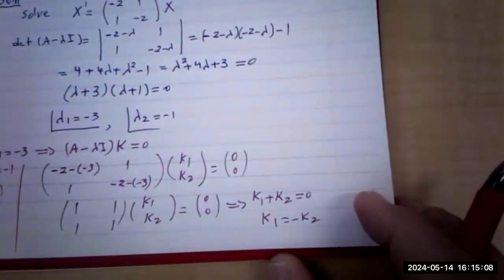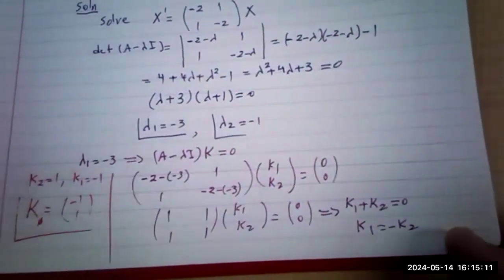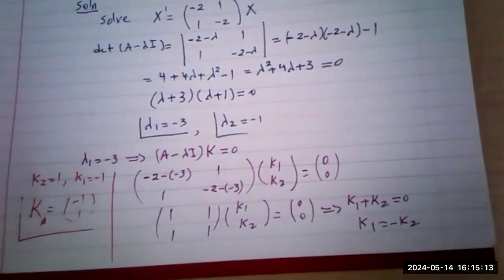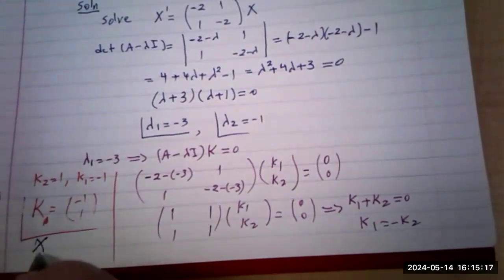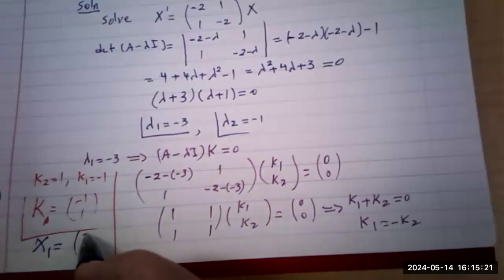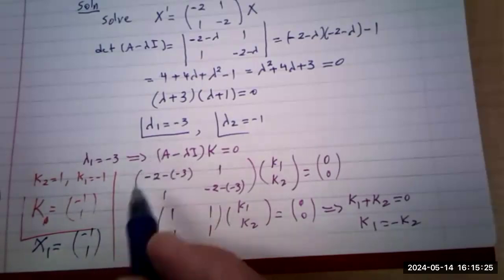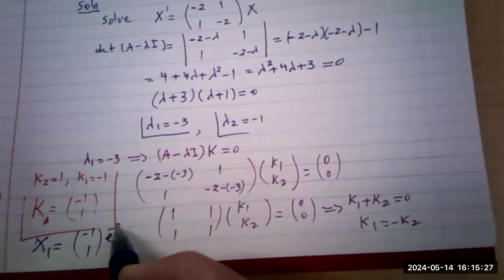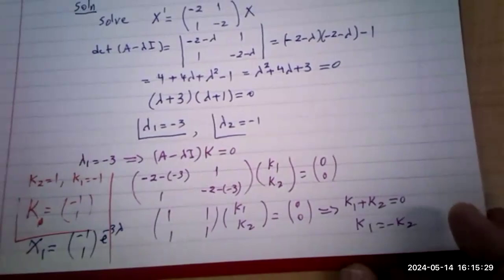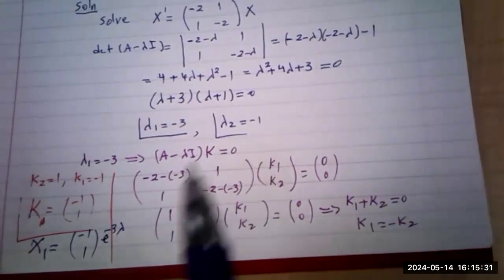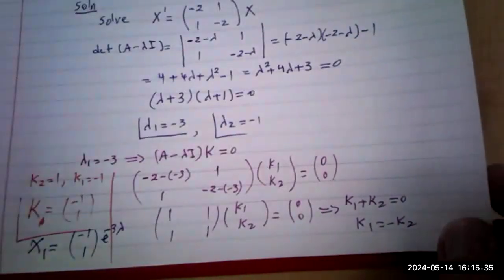Okay, negative 1 and 1, and that will give us our first solution. So the first solution is going to be x1. x1 is going to be negative 1, 1 times e to the negative lambda. I multiply it together because I need that x1 and x2 for the matrix phi of t that I'm going to form.